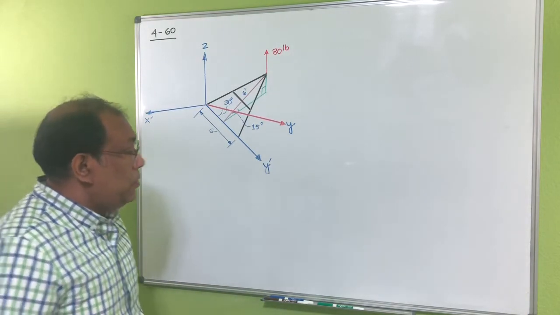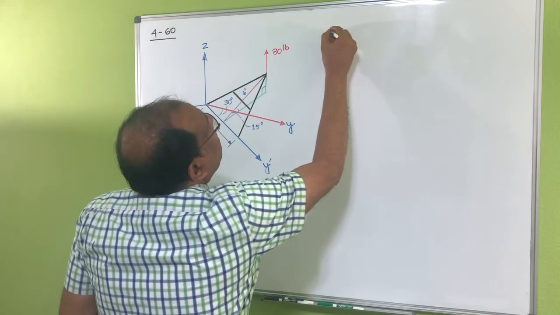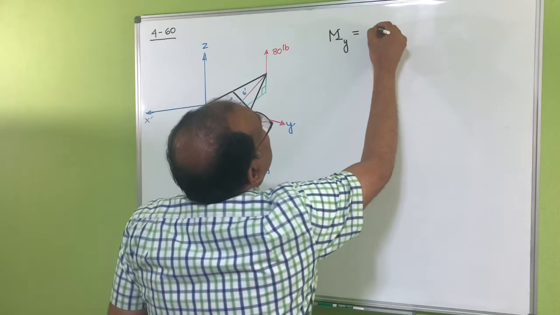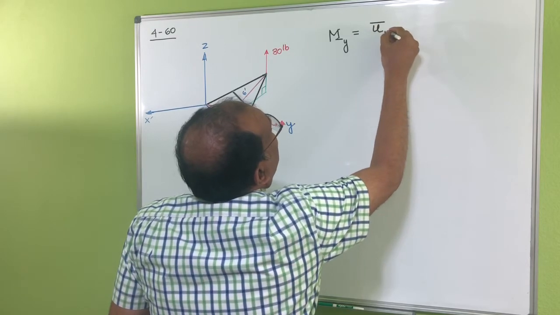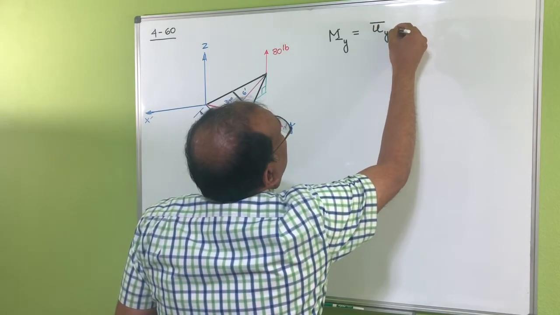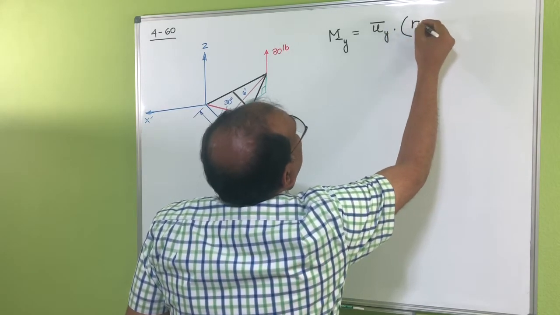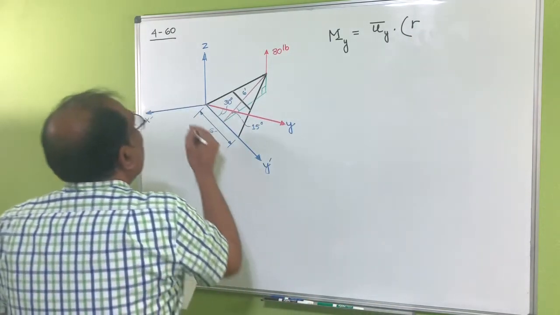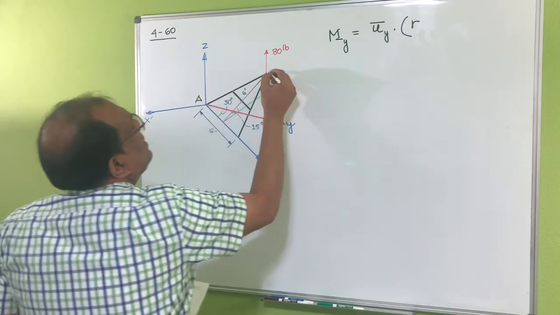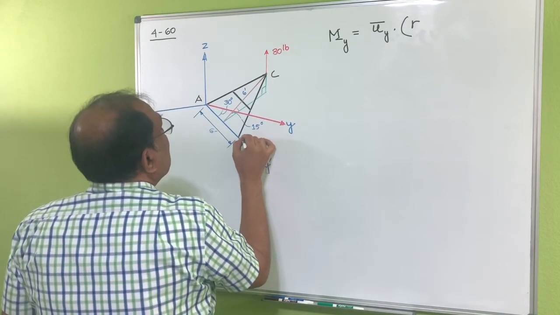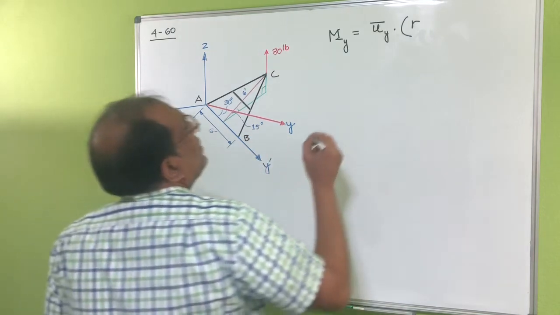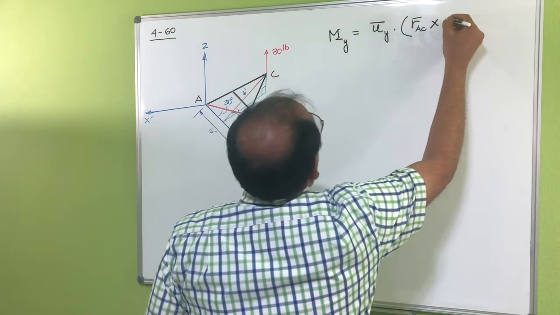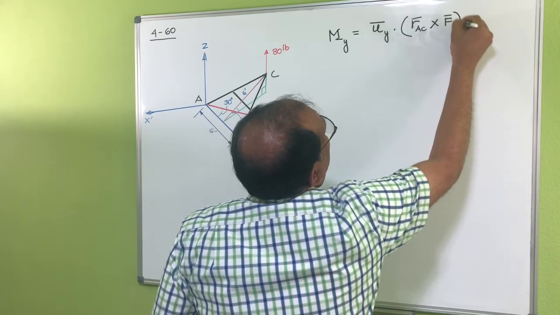So to do that, we know that the moment along any axis is basically the unit vector and then your position vector from, let's say, A to C, because this is A, this is C, and this is B. So let's say A to C, cross product of the force.